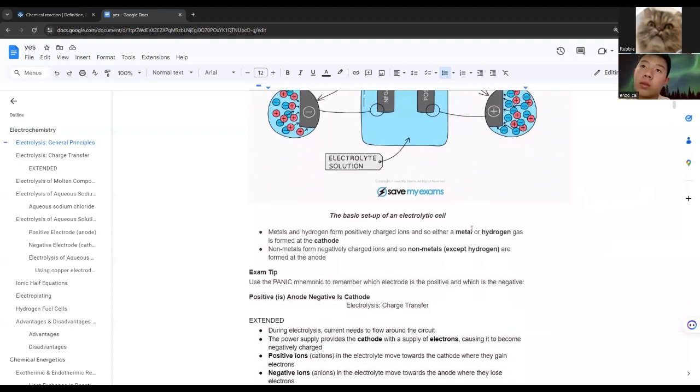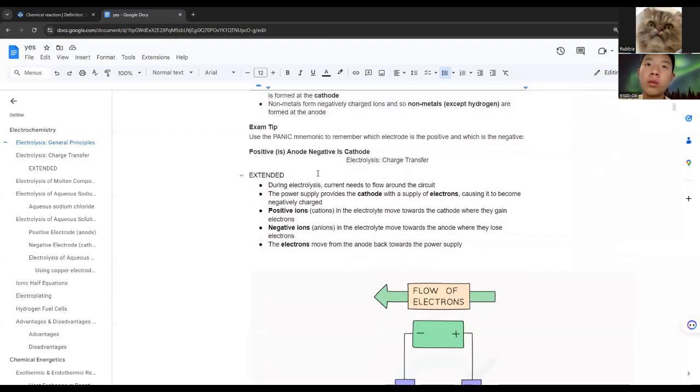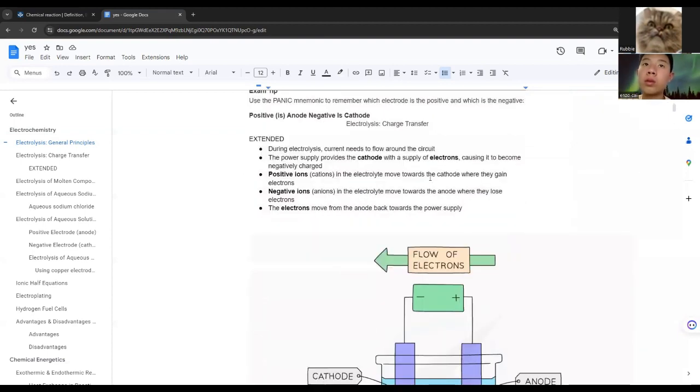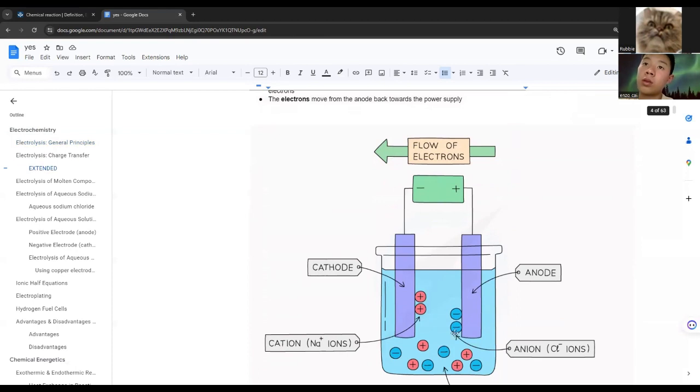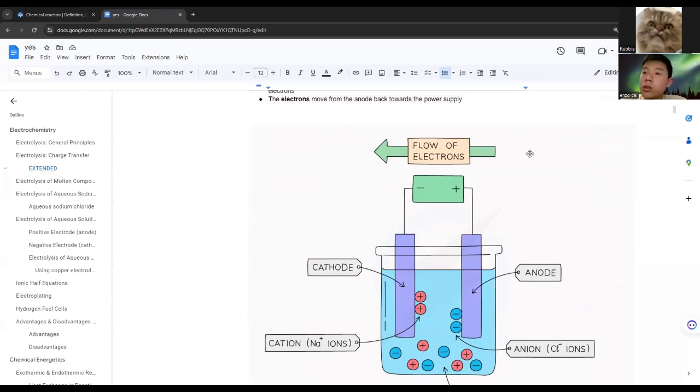Okay, so down here, the basic setup of an electrolytic cell. After that, charge transfer. During electrolysis, the current needs to flow around the circuit. The power supply provides the cathode and anode with a supply of electrons. The battery here flows in this direction from right to left, so the battery is supplying the cathode with electrons to give the metals charges. Any plus ions are attracted to the cathode.